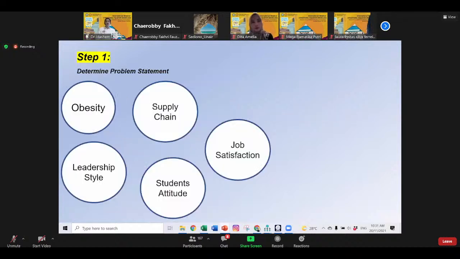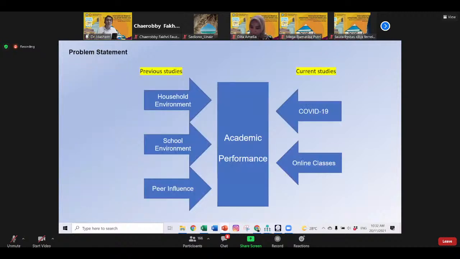So first of all, which area do you want to work on? You want to work on obesity, leadership, supply chain, student attitude, or job satisfaction. So for the problem statement, you have to read the previous studies. For example, if I want to go for academic performance, I give you an example here. For academic performance, there are thousands of studies about how the household environment, school environment, and peer influence can affect academic performance.